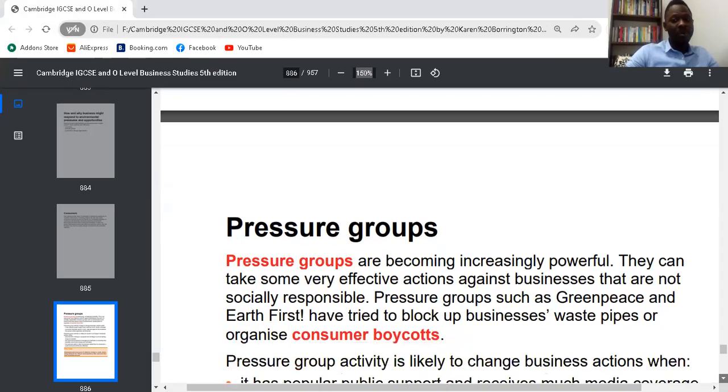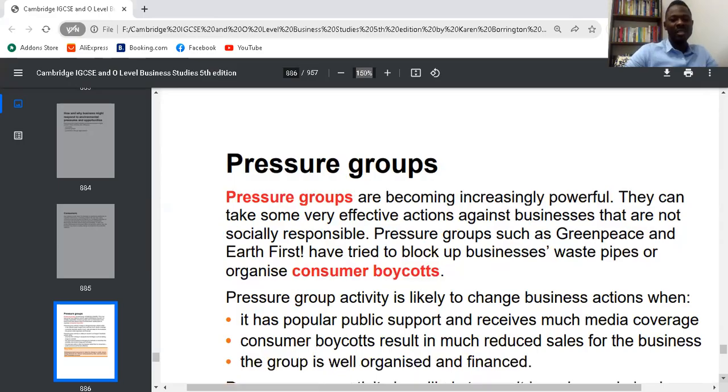Then we go to pressure groups. What do pressure groups do? They try to influence decisions. Not only businesses, they also influence decisions of government. If they can influence decisions of government, not to talk much about businesses, they can make government change their decision. So they will do more.